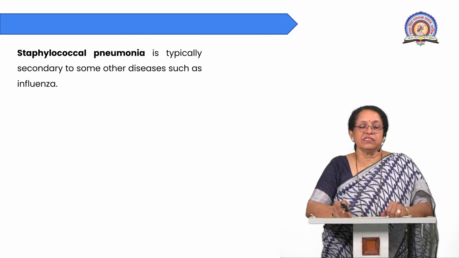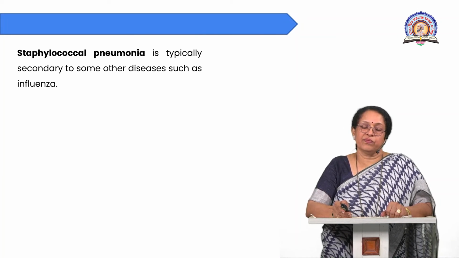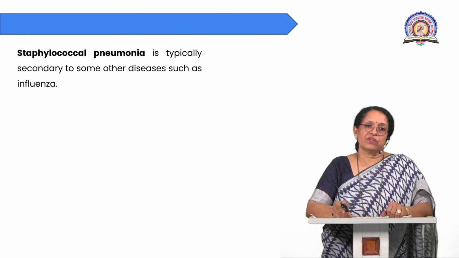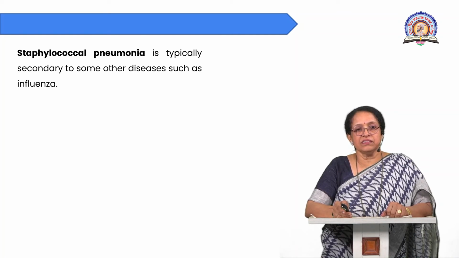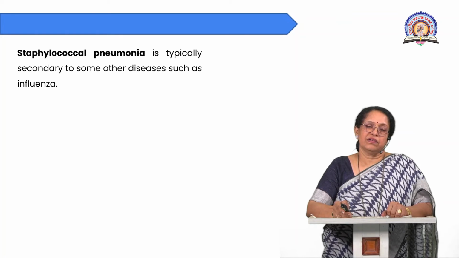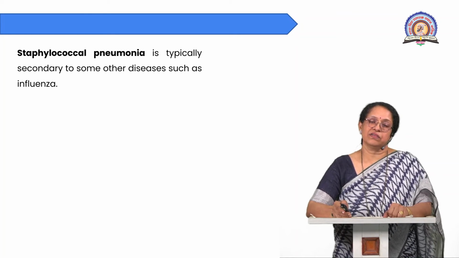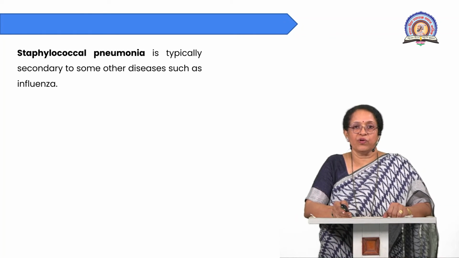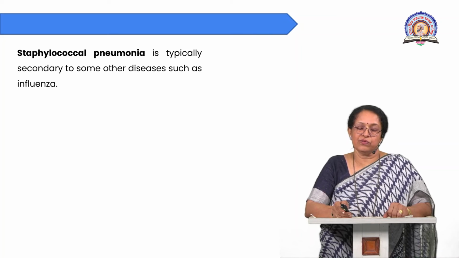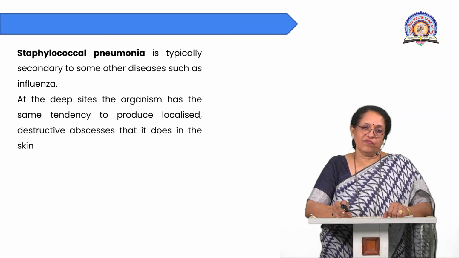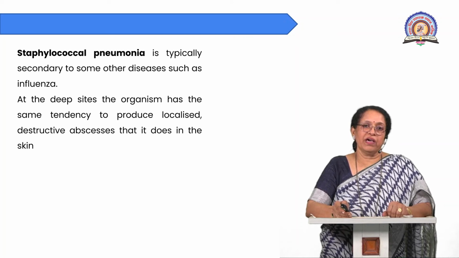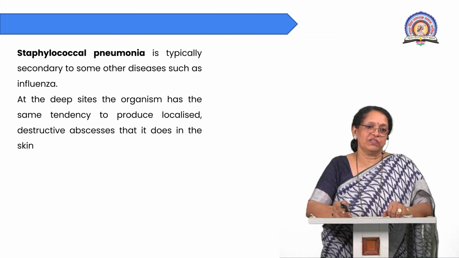Next, that is infection of the lungs by staphylococci. It is called staphylococcal pneumonia. This one is a secondary type of infection. That is, when there is an infection by influenza virus, conditions become favorable for growth of the bacteria also present in that environment. This is secondary, followed by influenza in the patient.